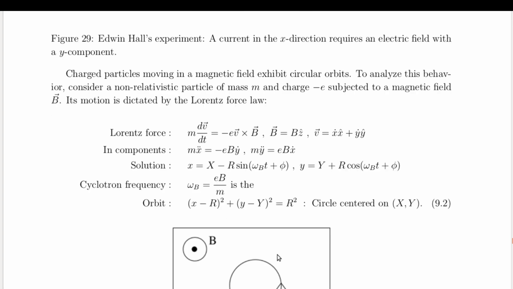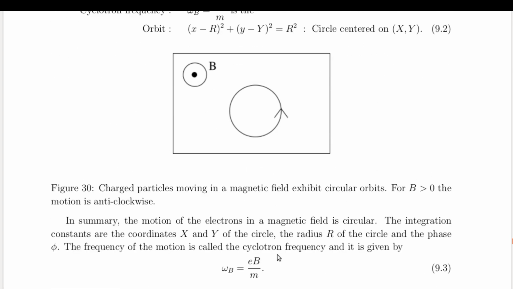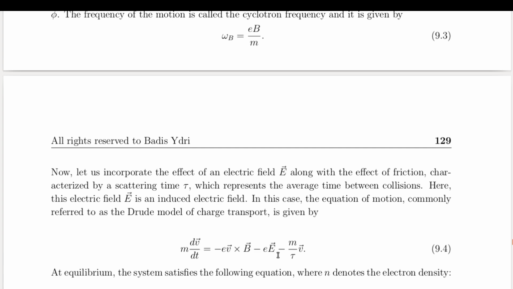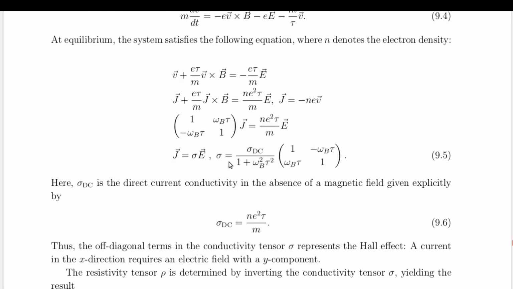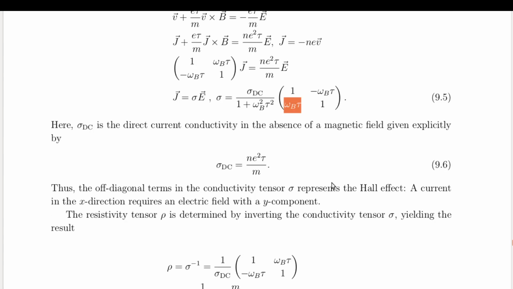In this state, electrons maintain a constant velocity in the x direction, while their motion in the y direction stops, as the forces acting on them are balanced. A reasonable model for describing the Hall effect is the Drude model, which incorporates also the effect of friction due to scattering, allowing us to derive Ohm's law and the resistivity tensor. In this framework, the off-diagonal components of the conductivity tensor sigma represent the Hall effect, a current flowing in the x direction under the effect of a perpendicular magnetic field in the z direction induces a voltage in the y direction.